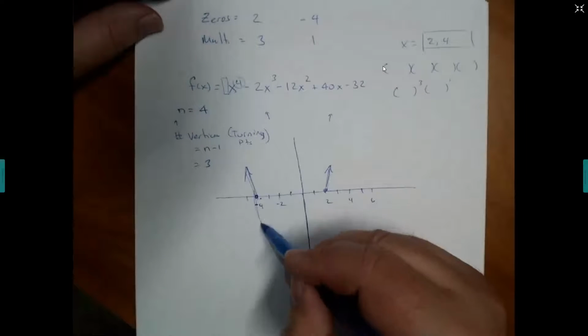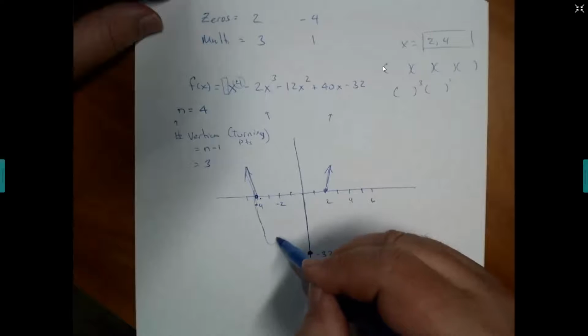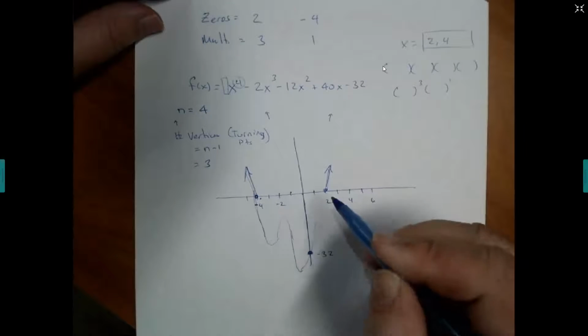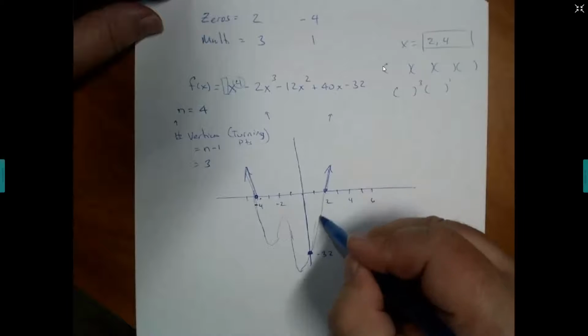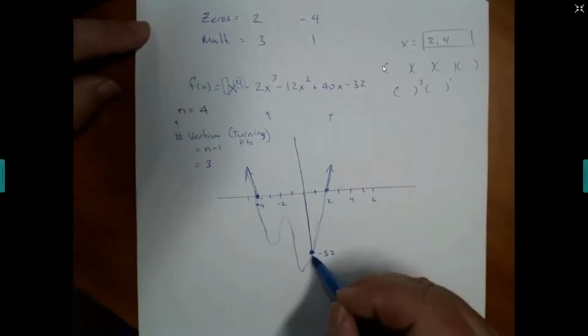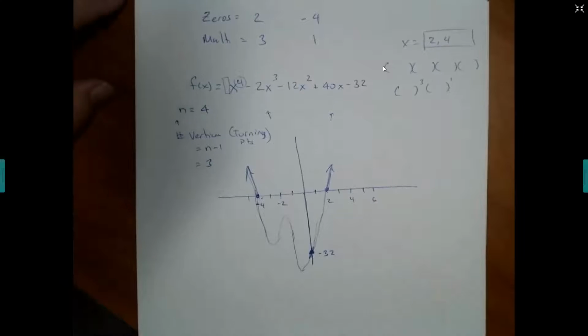So this graph, until we plug in some numbers, it could look like anything. The only thing we know for sure is it has to cross through that point. Whether it's going up or down, we don't know yet. That comes from plug and play.